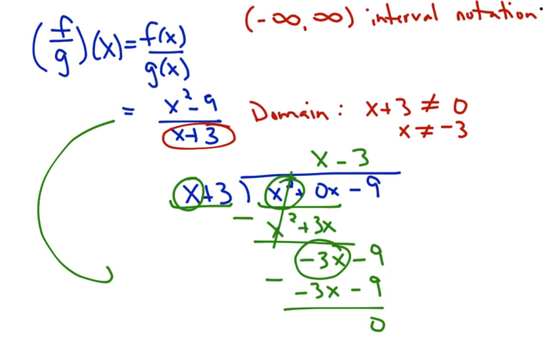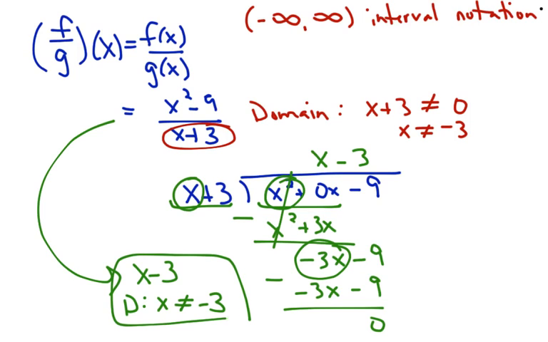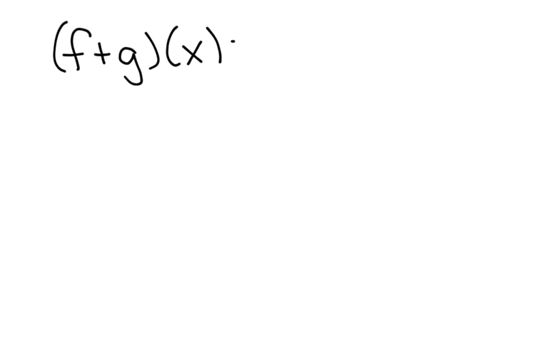So the simplified version of x squared minus 9 over x plus 3 is x minus 3. However, the domain is that x cannot equal negative 3, because before we simplified, there was a variable in the denominator of the fraction. So, to review, this is just called function notation.